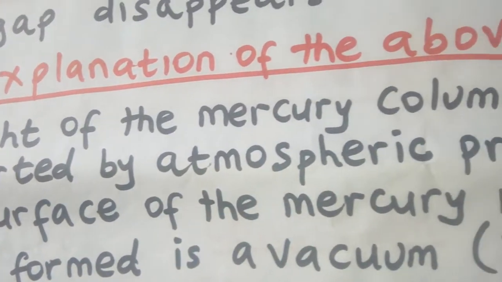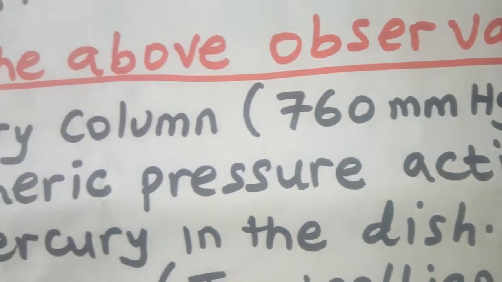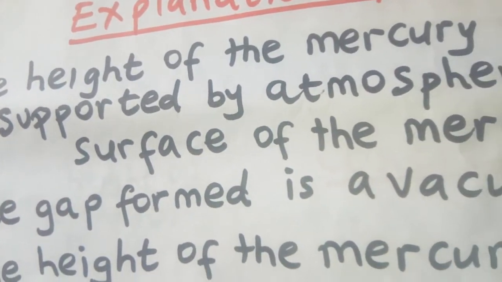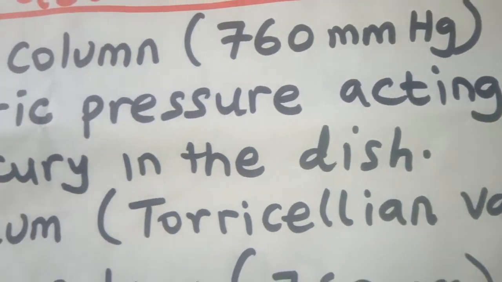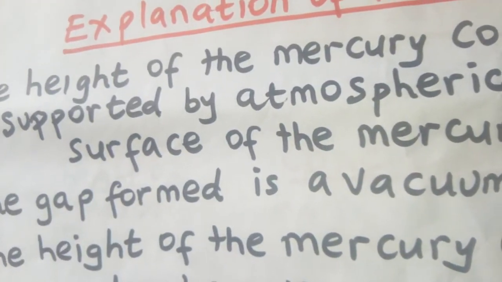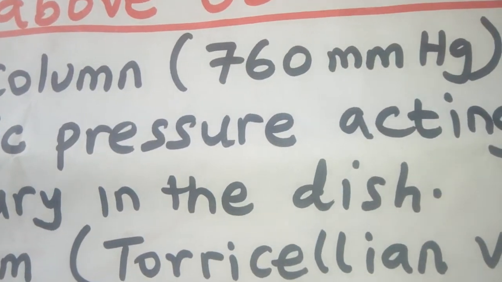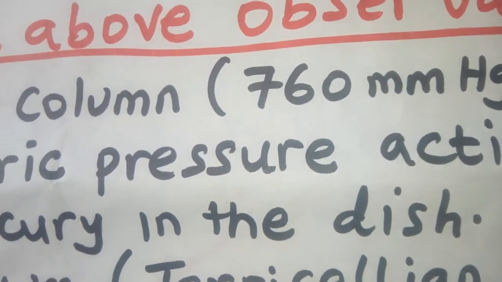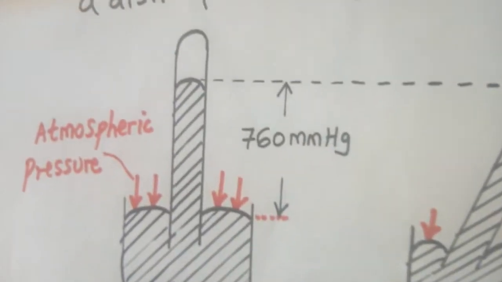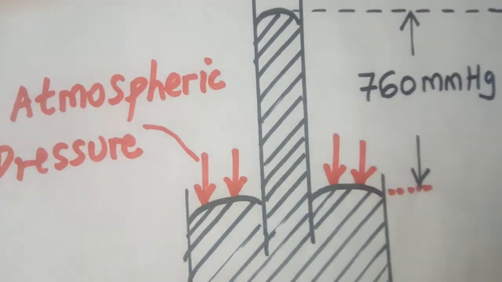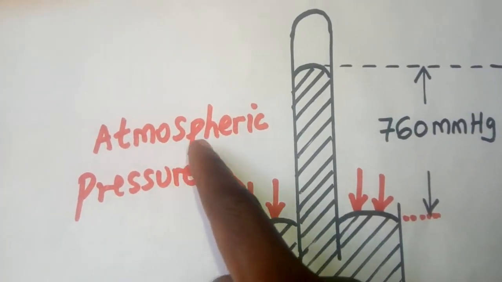The height of the mercury column, that is the 760 millimeters which was measured, is supported by atmospheric pressure acting on the surface of mercury in the dish. You see? So what is causing the mercury to rise through the tube is atmospheric pressure. Let us see how atmospheric pressure does that. In this diagram, you see there are these arrows. These arrows represent atmospheric pressure.